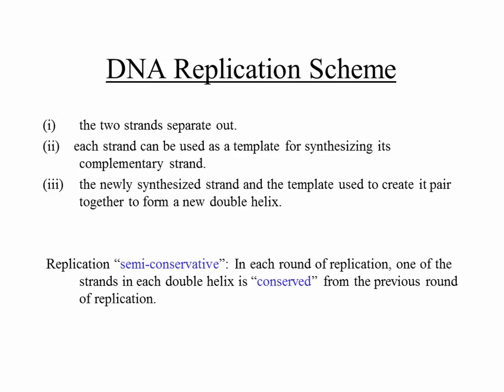There are other ways, right? But people have done experiments, again with the kind of labeling and all that, to see: is it semi-conservative, or do the original strands pair back together and the new double helix is completely new? People have done experiments to figure out what the actual situation is. And from those experiments, they have learned that replication is semi-conservative. In each round of replication, one of the strands in each double helix is conserved from the previous round of replication.